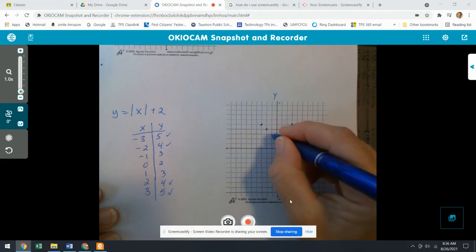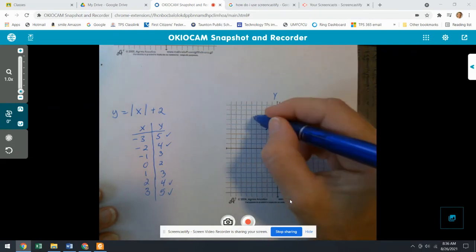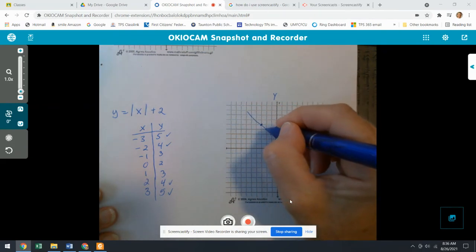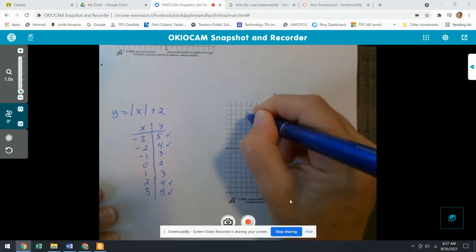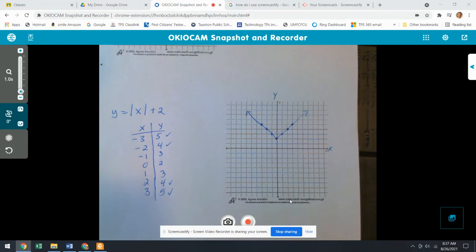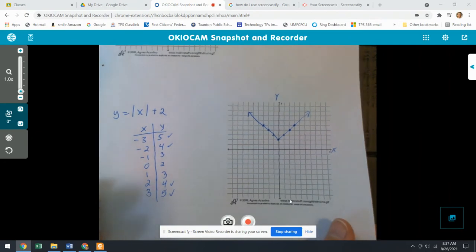-1 gives me 3, and then 0 gives me 2. And this is, again, if you've had Algebra 1 or Algebra 2, you should have recognized the absolute value. You'll get a V-shaped graph. That, again, is the most basic way to plot or graph points, and that's by plotting points.